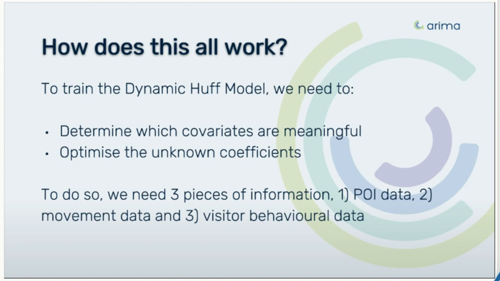To do so, we need 3 pieces of information, 3 different data sets we'll talk about. One, you need some point of interest data. So you need to know where the stores are. You need to know how big they are. You need to know where they're physically located. You need to know what type of a store that is. Is it a grocery store? Is it a bank? Is it a whatnot? Two, you need movement data.